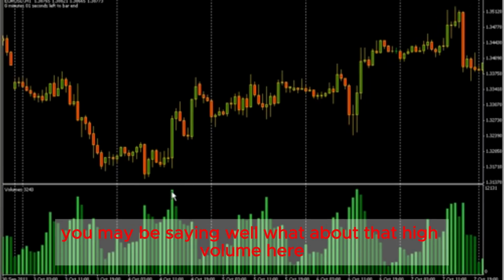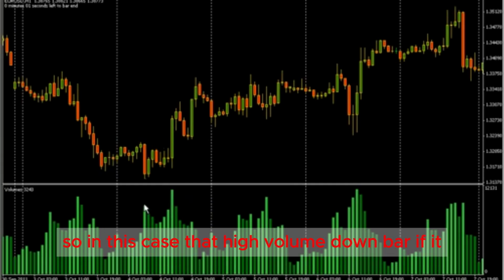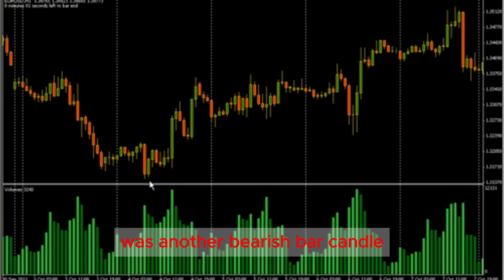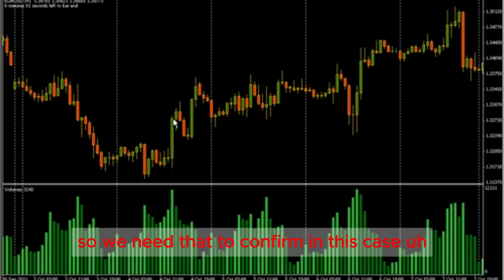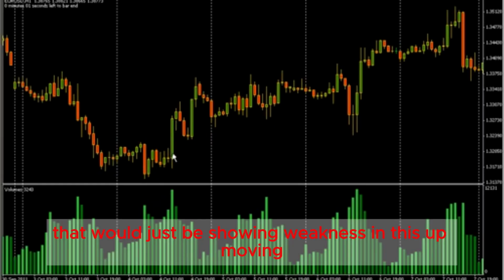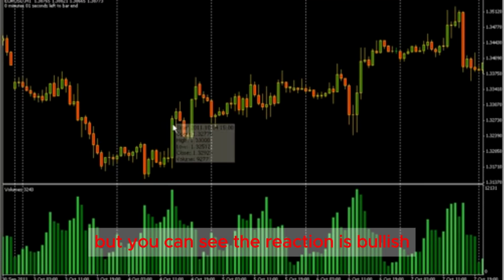Something to point out here, you may be saying, well, what about that high volume here? The reaction to high volume points is what confirms them. So in this case, that high volume down bar, if it was followed by another bearish candle, then that would not confirm that this is stopping volume. So we need that to confirm. If we had a bearish reaction, that would be showing weakness in this up move, and maybe that this markup is failing. But you can see the direction is bullish.